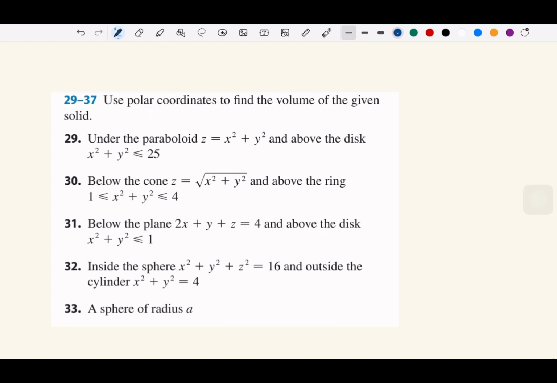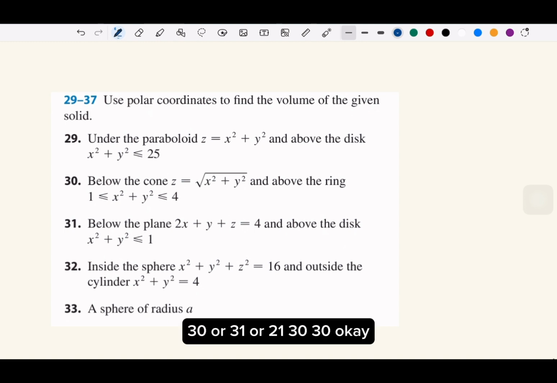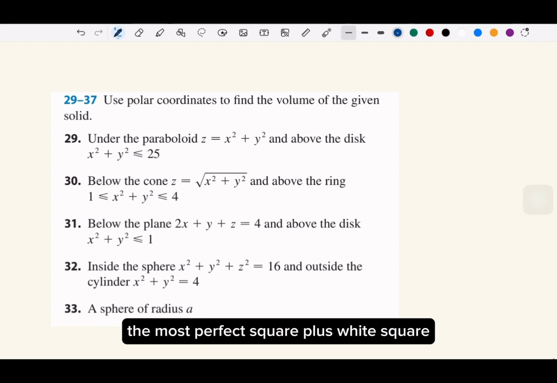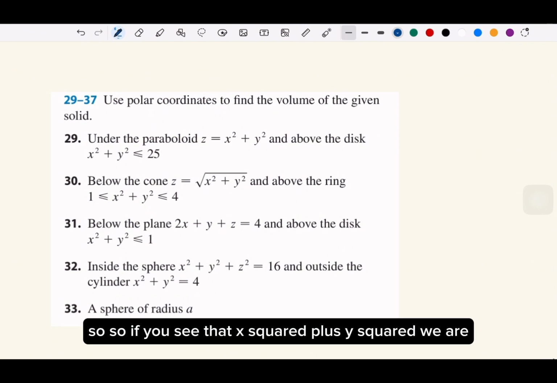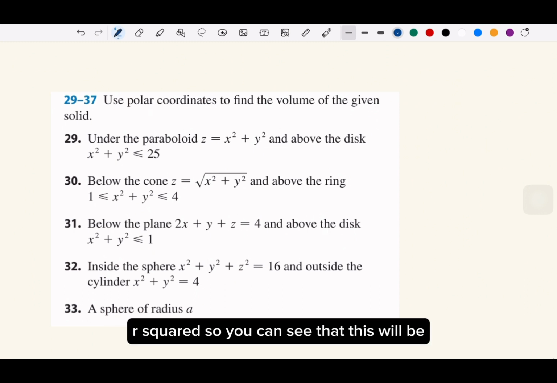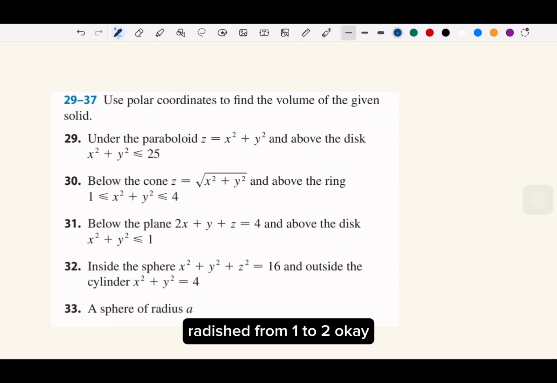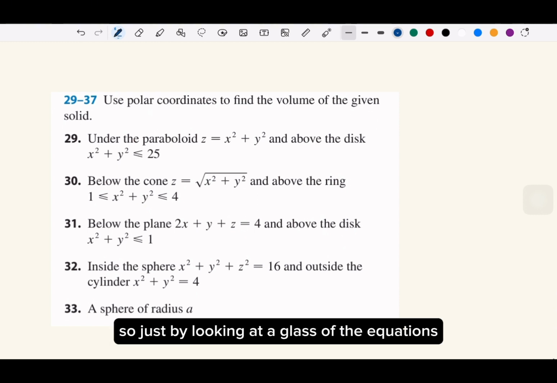Any idea which one? 30 or 31 or 29? 30? Yeah, 30, okay. So we have a cone, z equals the square root of x squared plus y squared. And it says that we have a ring. So if you see x squared plus y squared, we understand that it will be r squared, right? So you can see that this will be radius from 1 to 2, just by looking at a glance at the equations.